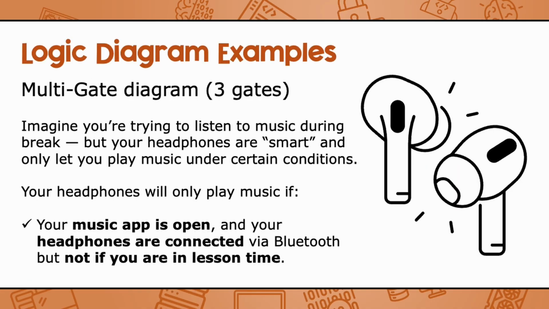Right, a more complex diagram this time round. A multi-gate diagram, so we've got three gates in this one. Imagine you're trying to listen to music during break, but your headphones are smart headphones and they only let you play music under certain conditions. It's a little bit of a far-fetched example, but let's just go with it. Your headphones will only play music if your music app is open on your phone and your headphones are connected via Bluetooth, but not if you are in lesson time, so if you're in a classroom environment.